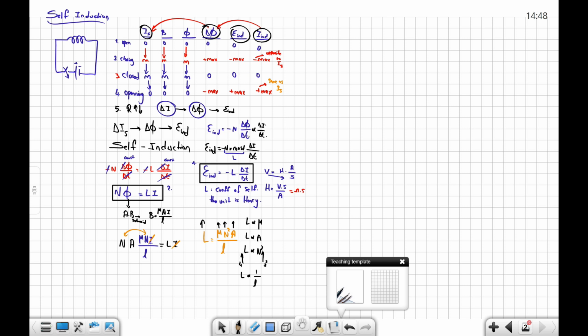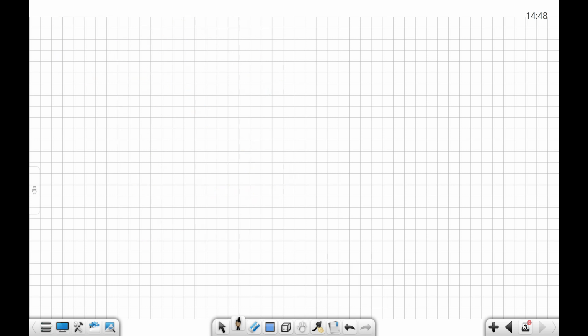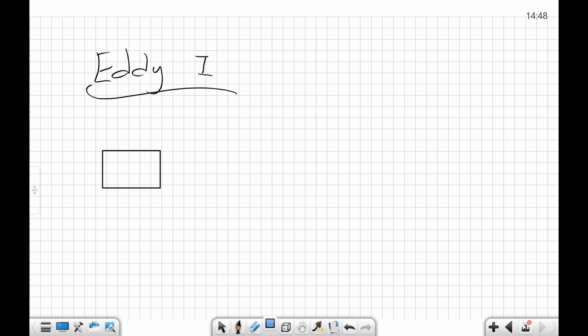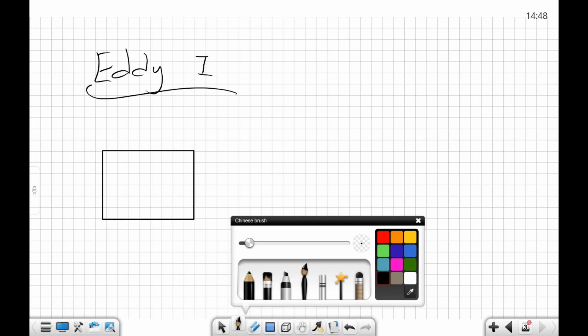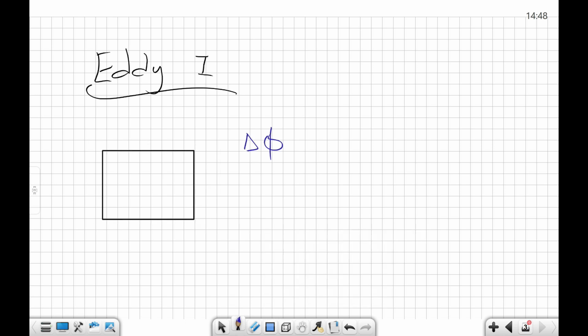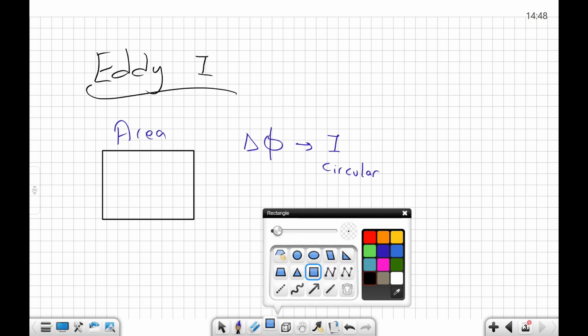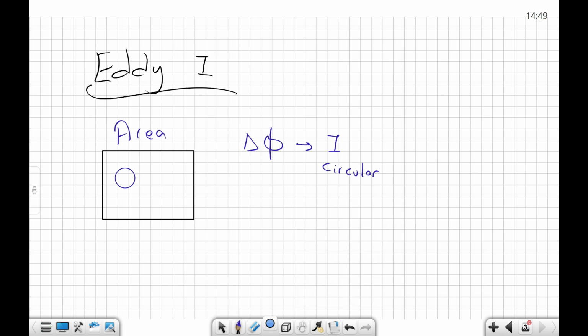The last topic in section 1 is eddy current. Eddy current is actually if you have a conductor that has a certain area, and if you change magnetic flux on this conductor, you will have a current, but the current is circular. So it needs to have a certain area first, and when you have an area, the electrons will follow a circular path. That's why you have a circular current. This circular current is called eddy current.